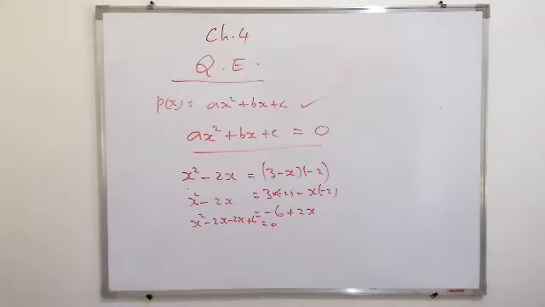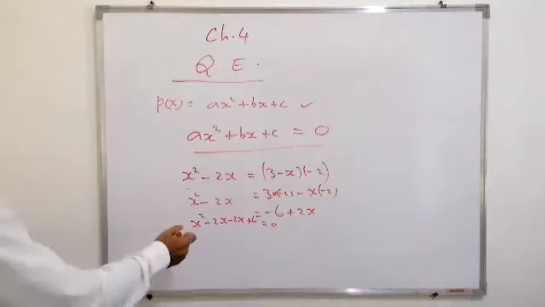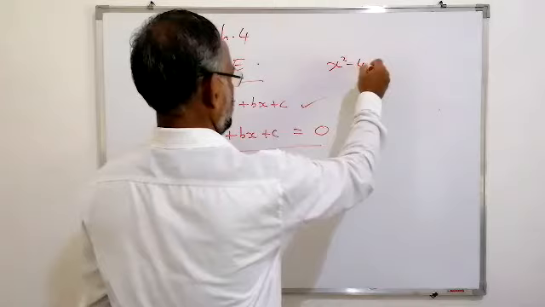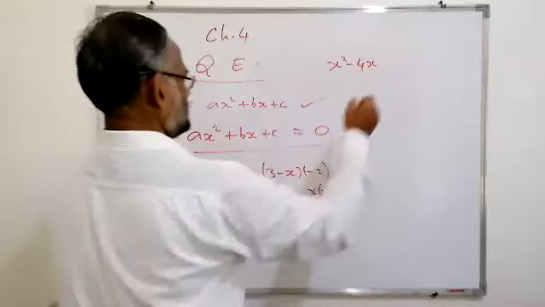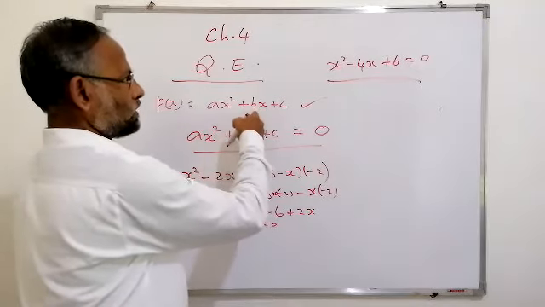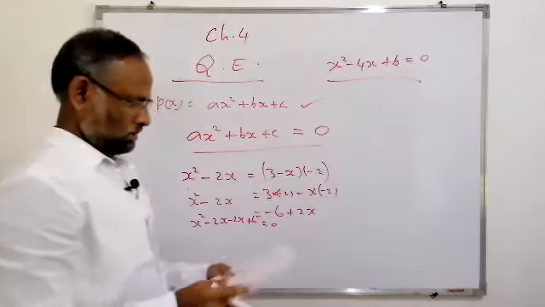Now you check, is it a quadratic equation or not? Tell me. Yes, it is a quadratic equation. So we can say x square minus 4x plus 6 is equal to 0. Exactly ax square plus bx plus c is equal to 0. Your a is 1, b is minus 4, and c is 6.